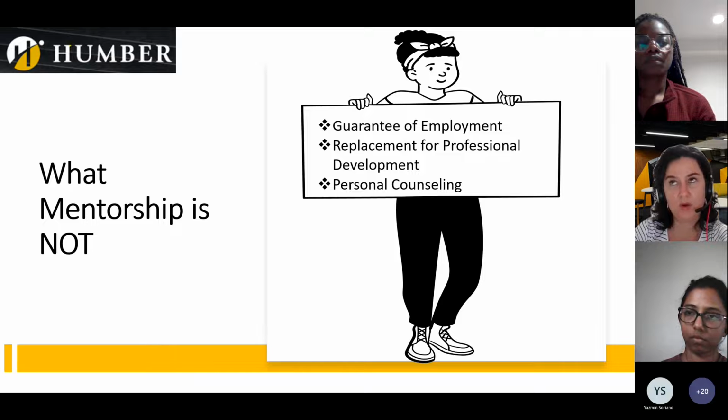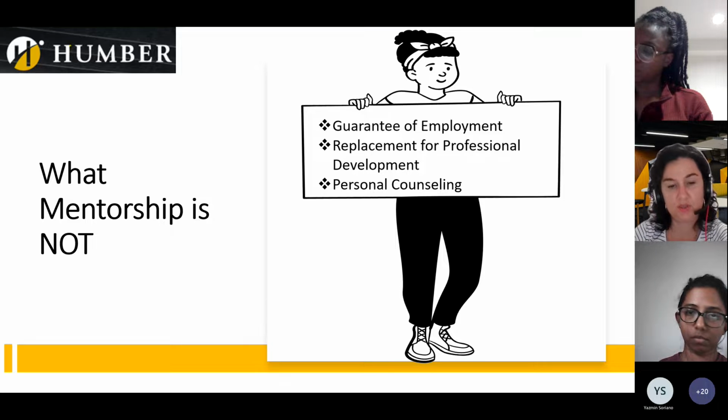It is not personal counseling, so coaching and counseling differ in nature. Counseling is more on a personal level, and mentorship is not counseling. Mentorship is a structured partnership only in the context of career development and progress. So mentees should not seek counseling from mentors on any personal issues. So these are some of the things that mentorship cannot provide, and you cannot expect from your mentors to deliver.